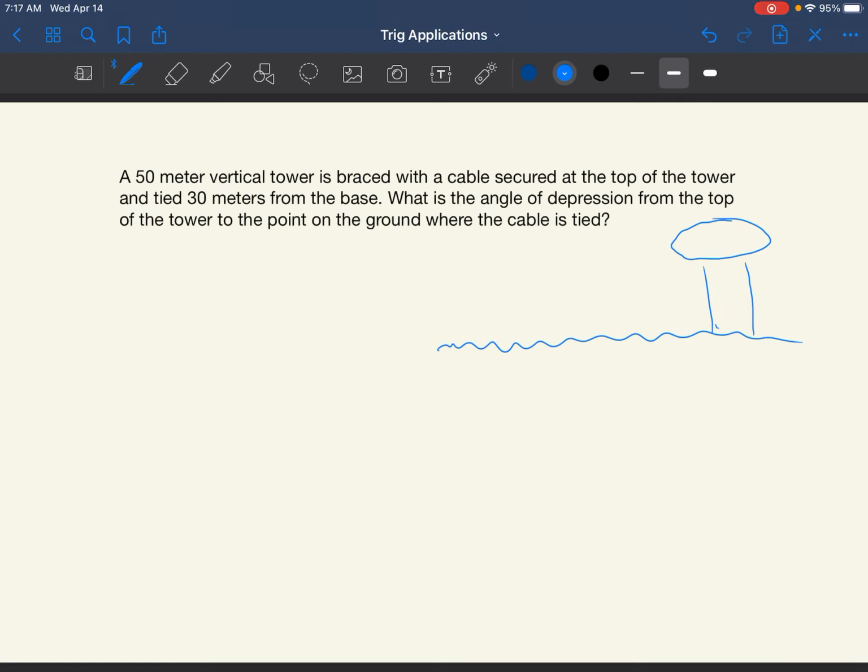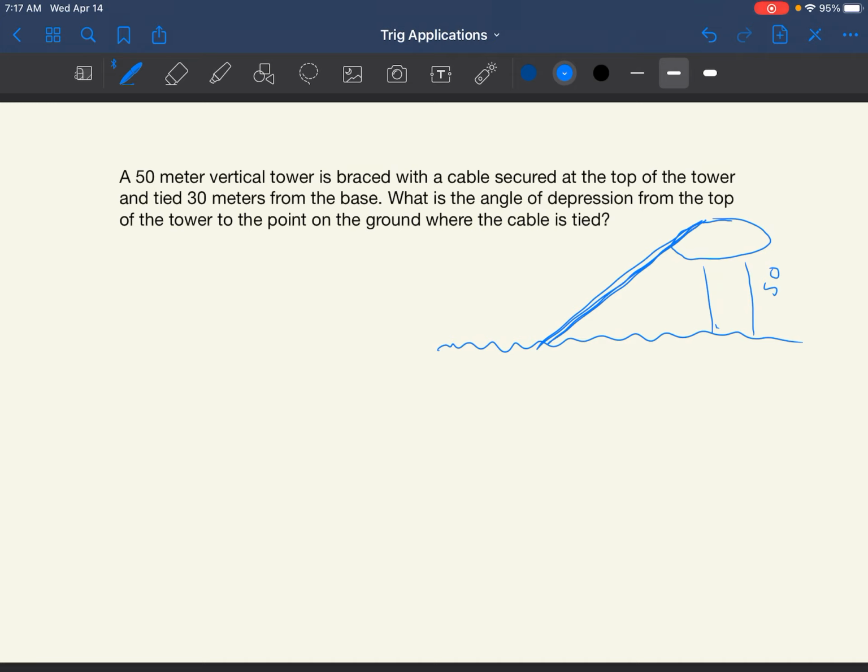So that's my tower. It's like a water tower, if you've ever seen a water tower. 50-meter vertical tower. So this tower is 50 meters tall, and it is braced with a cable secured at the top of the tower. So the cable goes from the top of the tower, tied 30 meters from the base. The base means the bottom of the tower. So I have a cable going from the top of the tower to the ground.